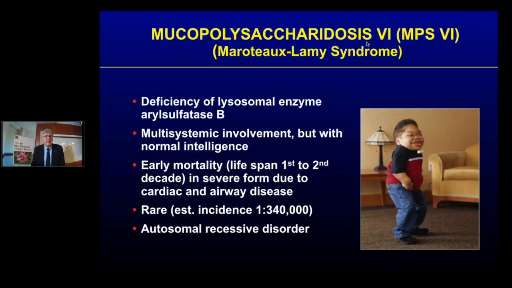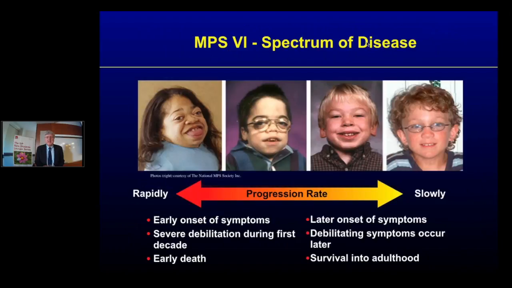So MPS 6, in contrast to Morquio, is primarily a physical disorder due to deficiency of arylsulfatase B, with multi-system involvement, but they have normal intellect. They die very prematurely, in the first and second decades of life, of overwhelming cardiac and airway disease, and it's an autosomal recessive disorder. Here's an example of the spectrum we see in all the MPS disorders, from patients who are much more physically involved to somebody who, if you look at his face, you would say is normal, but he had a family history, so he was recognized much sooner than he would otherwise have been. So it's really whether the disease is rapidly or slowly progressive that helps define the severity of the disorder.